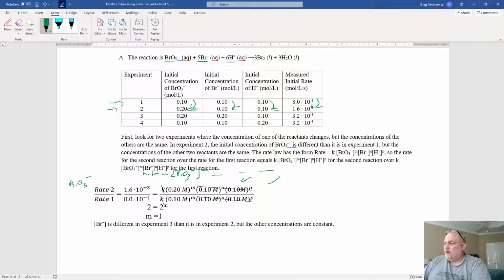And then I would have gone to this step. But they just jumped the steps here. And if you see how, because the Br minus, which is this right here, and the H plus, which is this right here, are constant, they cancel out everything. And they cancel out the K.